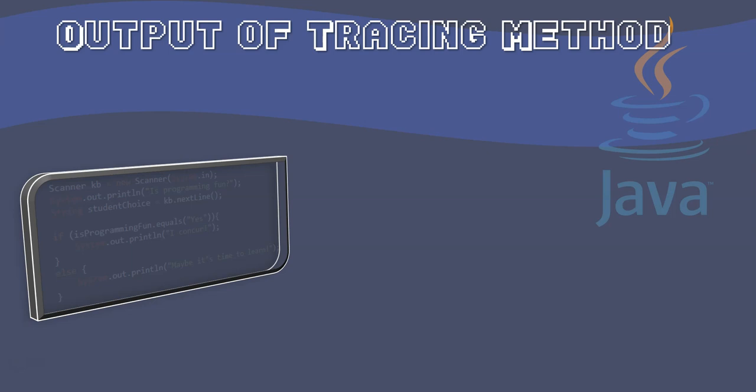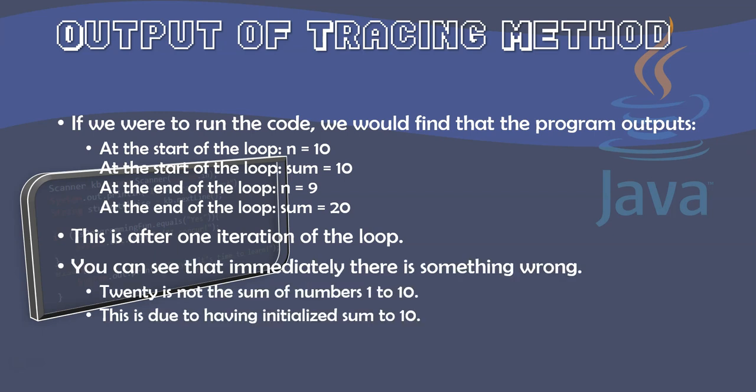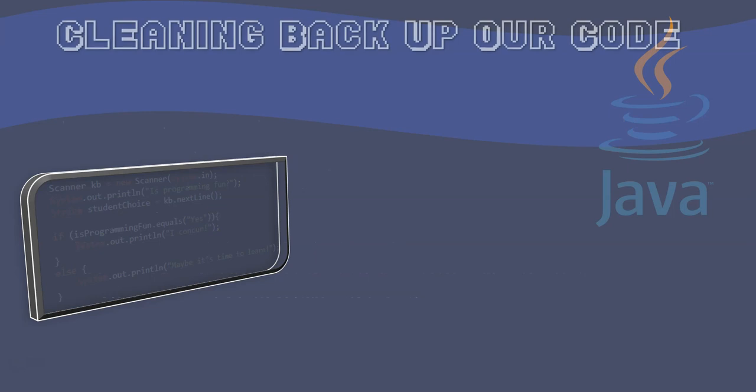Now, if we were to actually run that code, what would we expect to see? Well, we would see at the start of the loop n equals 10, at the start of the loop sum equals 10, at the end of the loop n equals 9, at the end of the loop sum equals 20. And that's just from running that code. This is after one iteration of the loop, and you can see immediately just from that first iteration that there's something wrong. Well, because we know 20 is not the sum of numbers 1 to 10. And this is due, if we think about it, to our sum being initialized to 10.